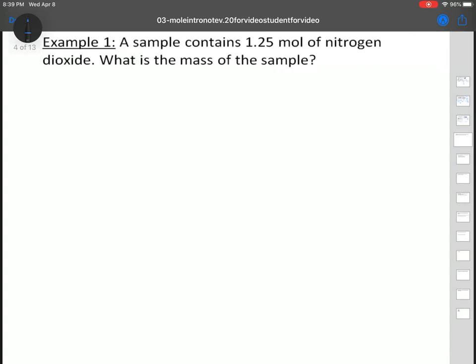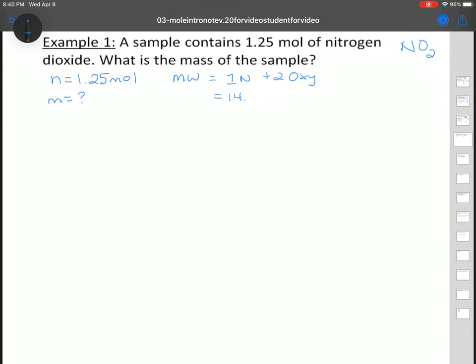Okay, so if it helps you, you can write out your data. So it says 1.25 moles. What is the mass of the sample? So it almost looks like we are missing something, but again, it's going to be second nature for you to calculate the molecular weight to find that, because you don't have to memorize the periodic table. So nitrogen dioxide, you do need to remember that it's NO2. So we've got 1 N and 2 oxygens.